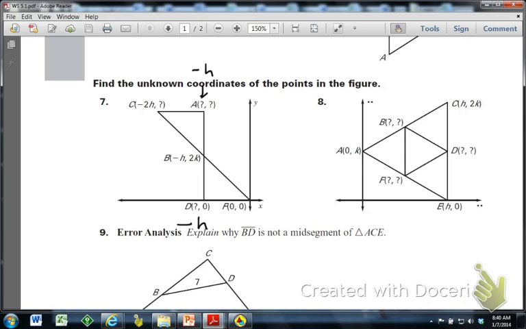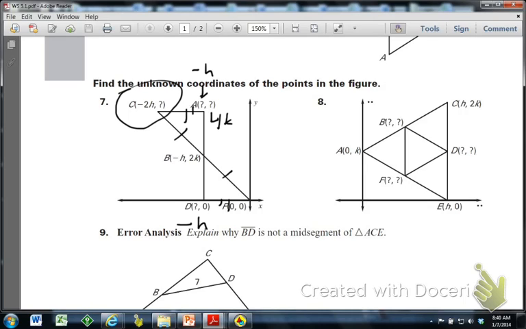Now we can tell this is true because you can also see that point C here has an x value of negative 2h, and that means that these must be equidistant and these must be equidistant. The y value, if the y value for point B is 2k, then the y value for point A is going to have to be twice that, or 4k.